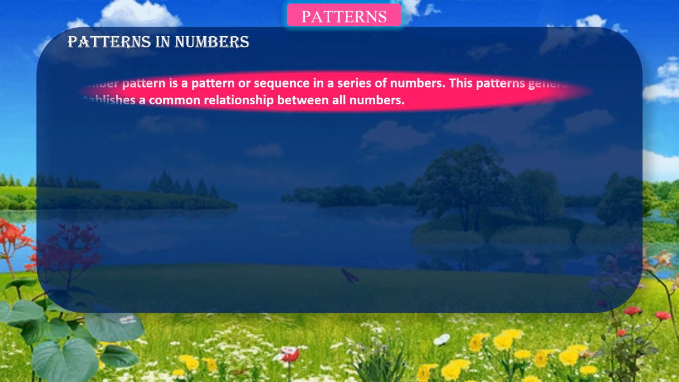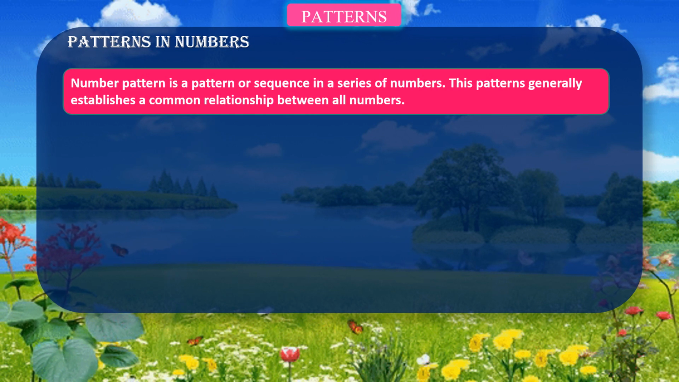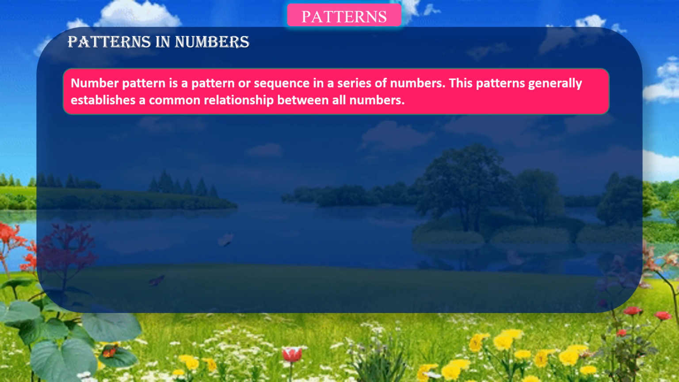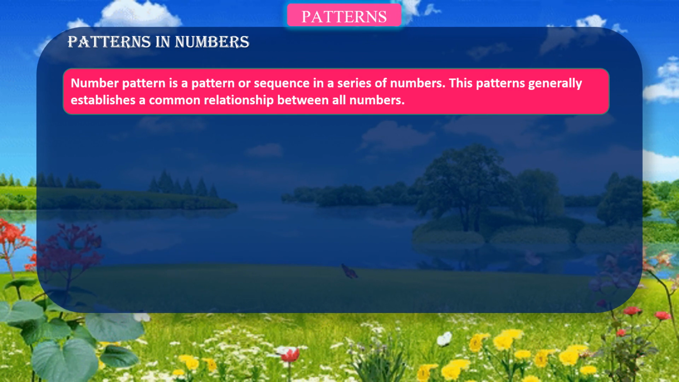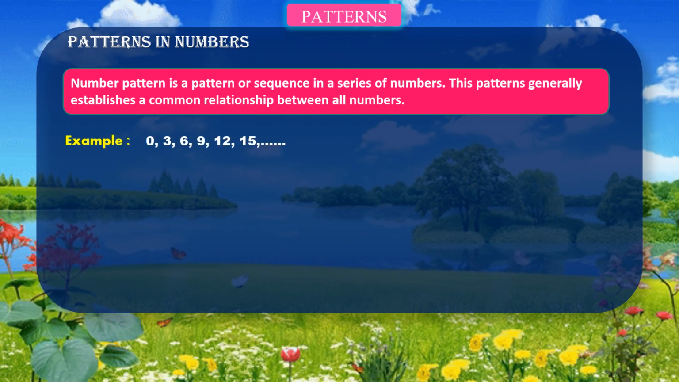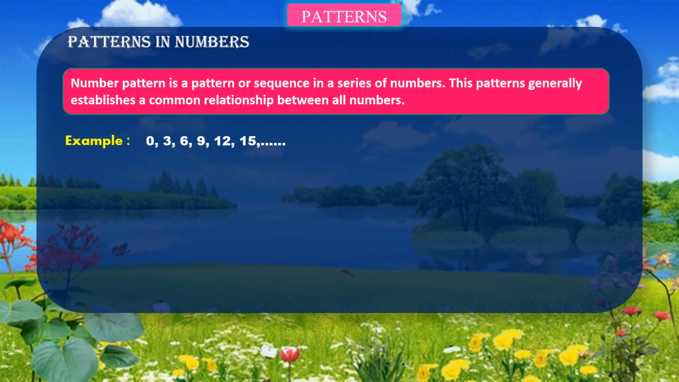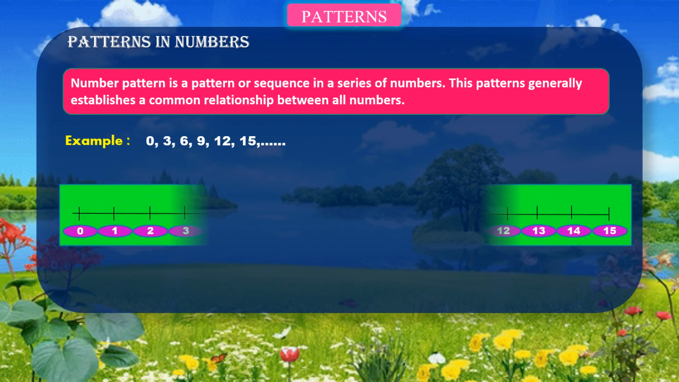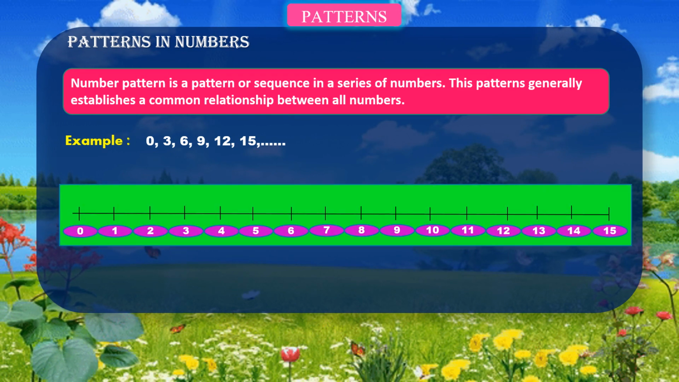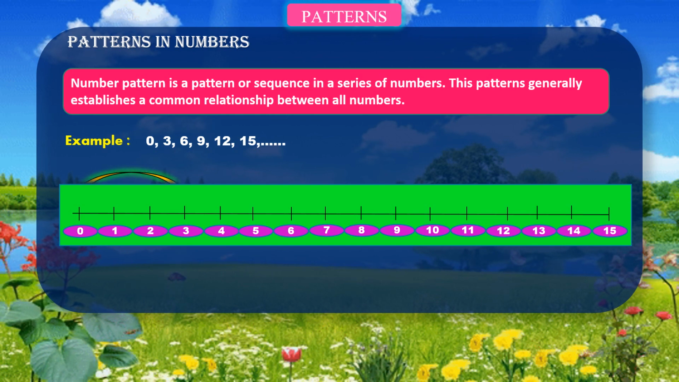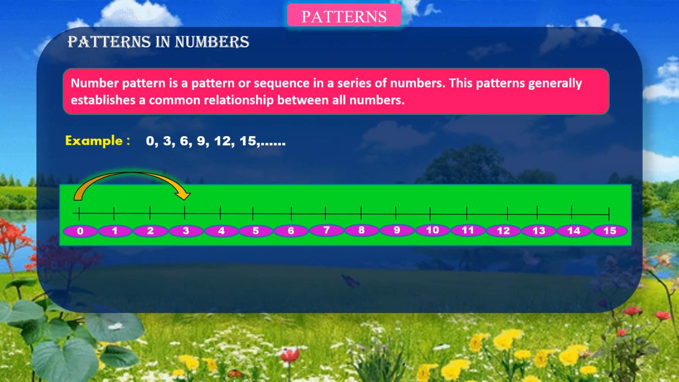Patterns in numbers. A number pattern is a pattern or sequence in a series of numbers. These patterns generally establish a common relationship between all the numbers. For example, 0, 3, 6, 9, 12, 15 and so on. Each pattern has a rule. Here the rule is that the number pattern starts from 0 and skip counts by 3 each time. To represent the sequence, an arrow is used as shown in the diagram.